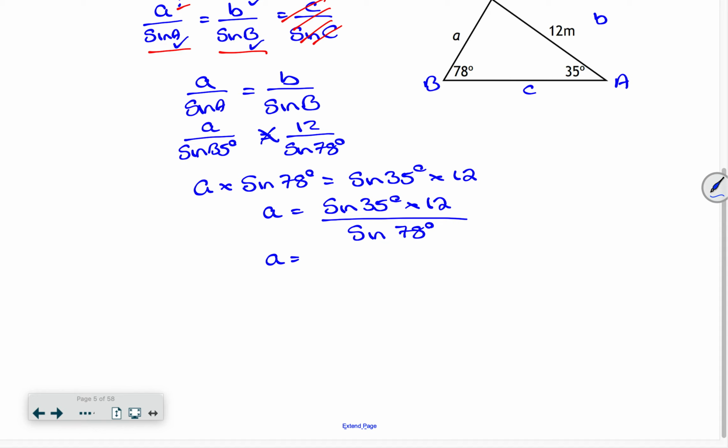And then all we do is just go to our calculator and work this out. So it'll be sine 35 multiplied by 12. Remember, make sure your calculator is in degrees mode. Divided by the sine of 78. And that will give me 7.036685702. So A is going to be approximately 7.04 meters. And that's to 2 decimal places.